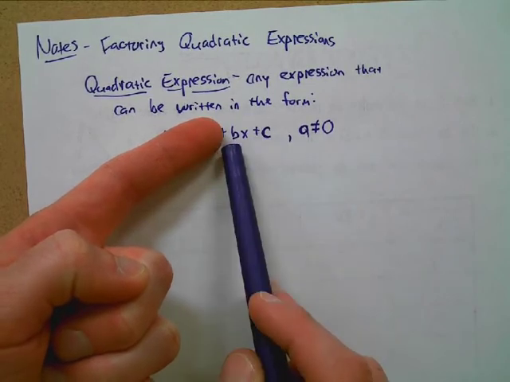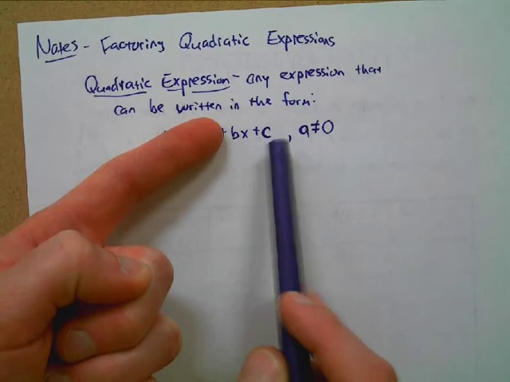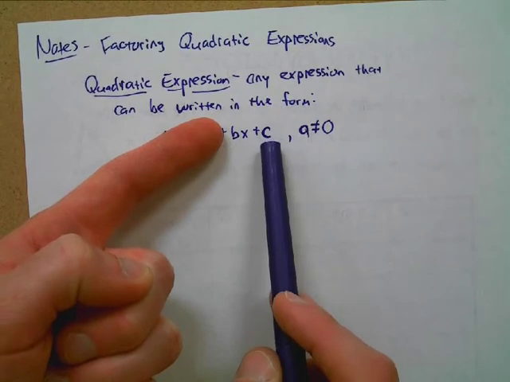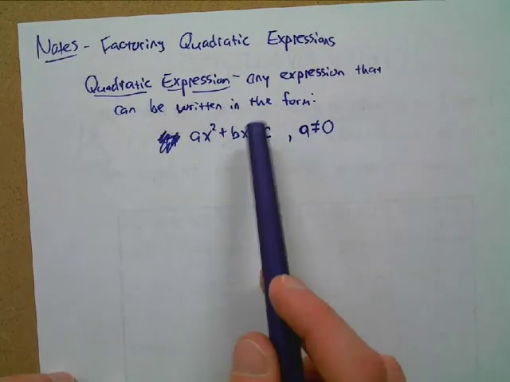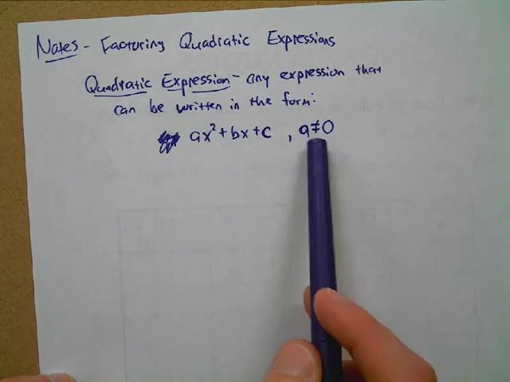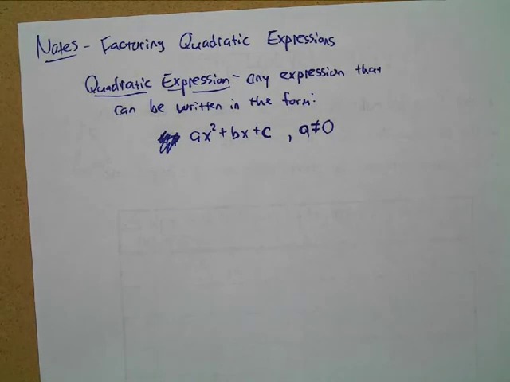The b would be like the slope of the line. The c would be like the y-intercept. Okay? So it's important that we say anything that can be written in this form, but a can't be 0. If a is 0, it's no longer quadratic. So we need to make sure that's true. Okay. So yeah, that's a quadratic expression.